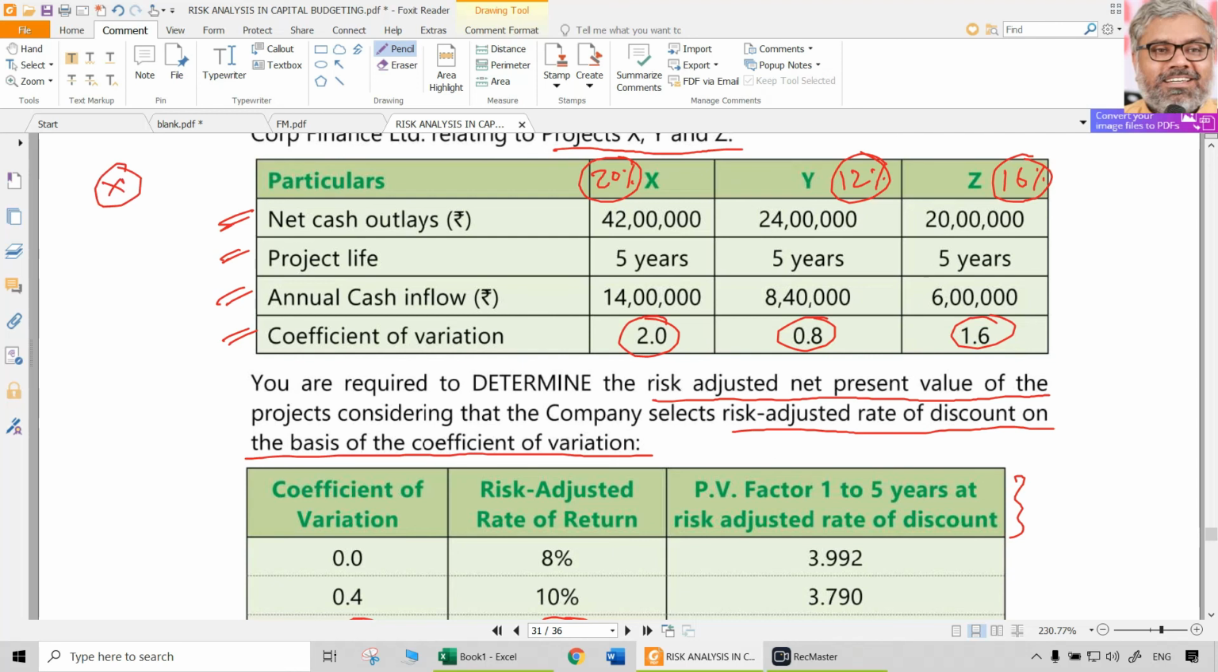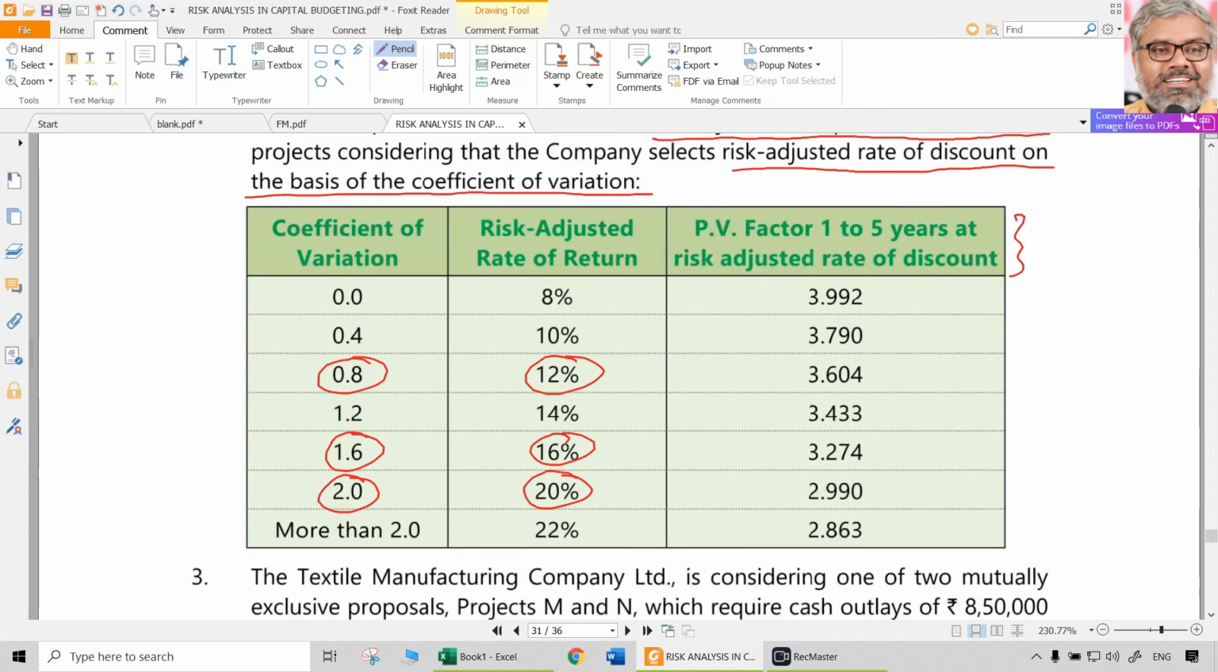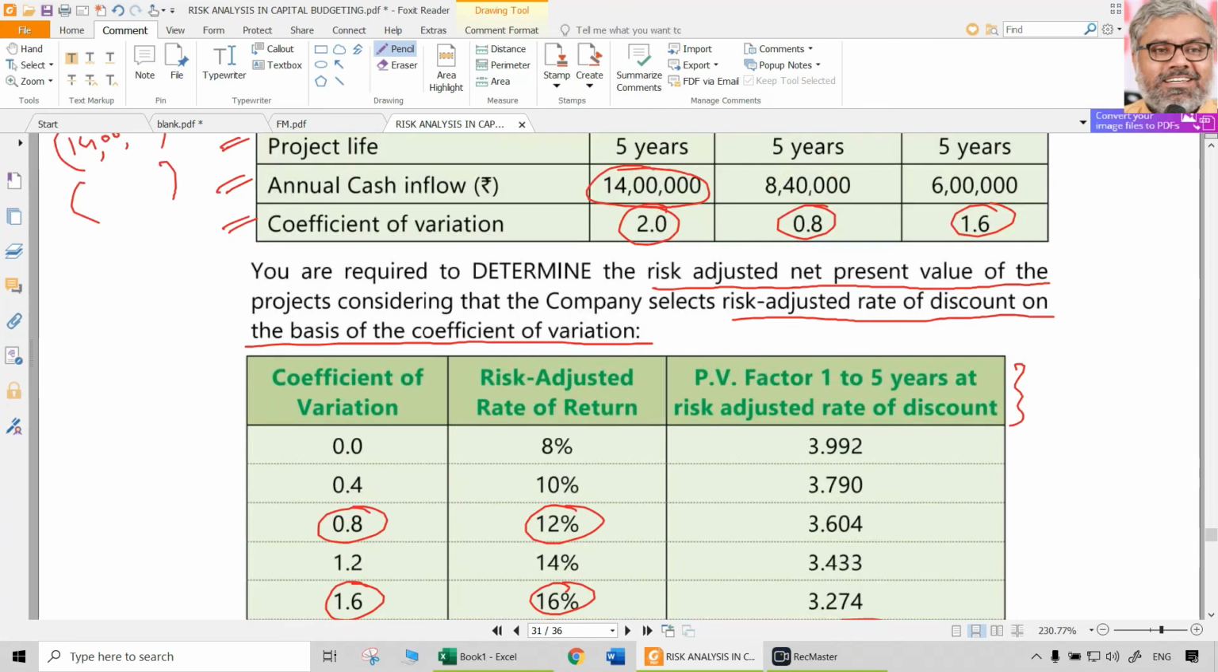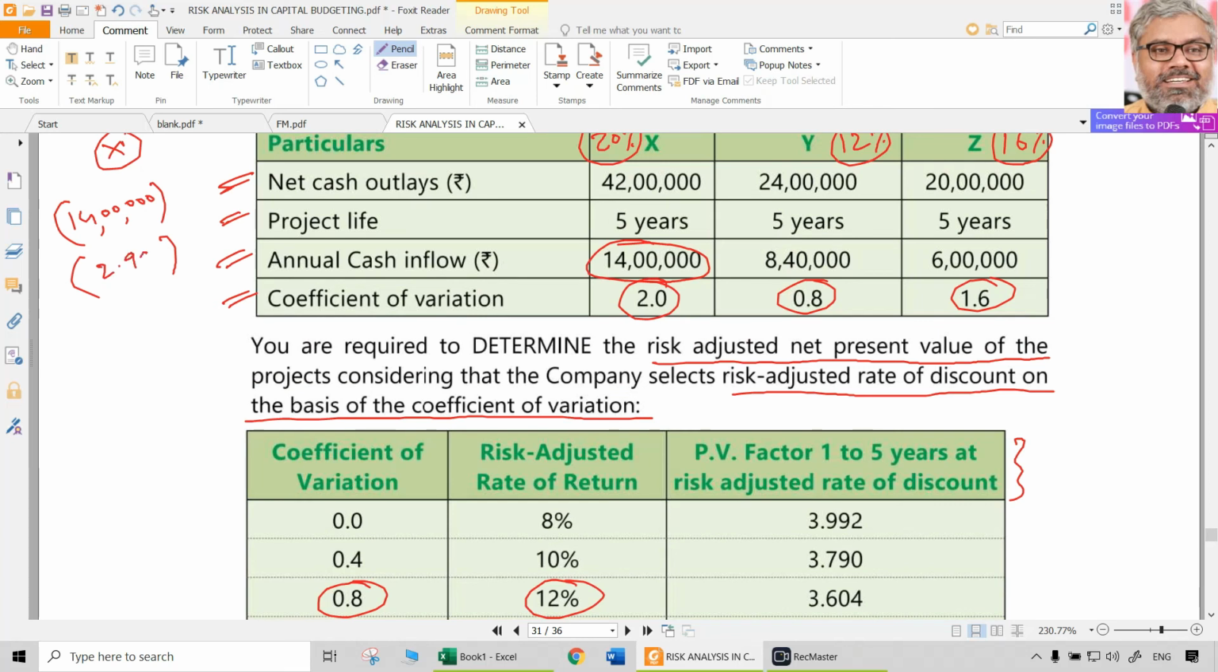So here 14 lakhs is going to be the annual cash inflow. So 14 lakhs multiplied with respective annuity factor. Respective annuity factor at which percentage? 20%, as we have chosen already. That is 2.990. So 2.99 minus of original cash outlay 42 lakhs. That gives the NPV for project X. Simple calculation. So 14 lakhs multiplied with 2.99 minus 42 lakhs. So project X is having a negative NPV of 14,000 rupees.